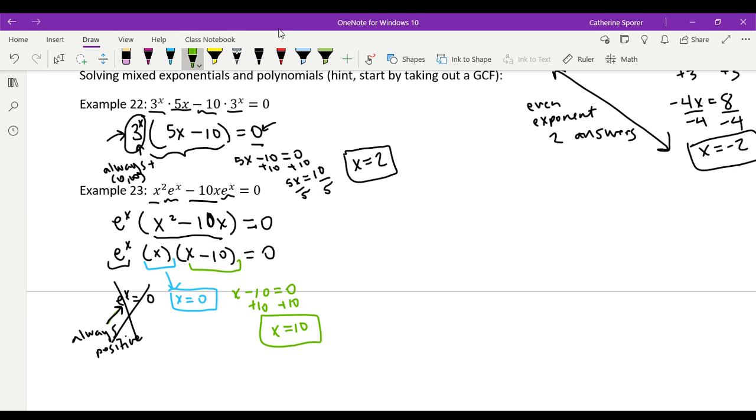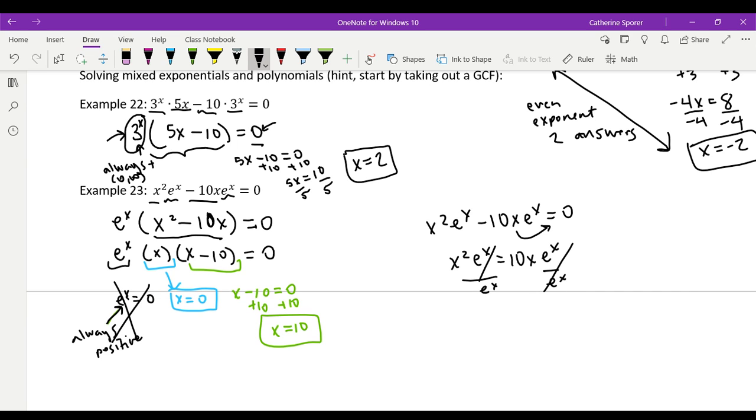Okay. The other way to solve problems like these, I'm just going to rewrite it, x squared e to the x minus 10x e to the x equals 0, is you can move this term to the other side by adding it to both sides. Then you'd have x squared e to the x equals 10x e to the x. And then since e to the x is never 0, you can divide both sides by e to the x, which ends up canceling it out from both sides. Then you have x squared equals 10x.